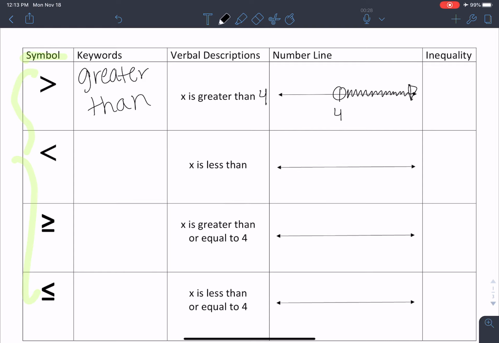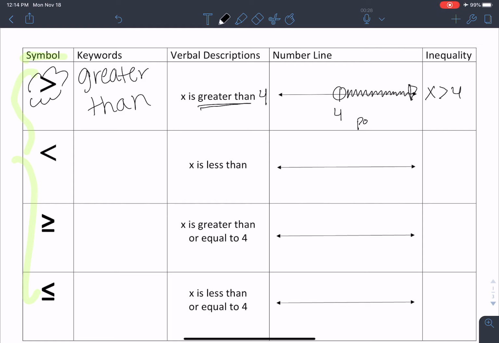So as an inequality, I write x is greater than, and instead of this word greater than, I'm going to use my symbol right here. So greater than 4. Okay, so if I were to ask you what solution would be true for this statement right here, I can pick any number that's in this shaded area.